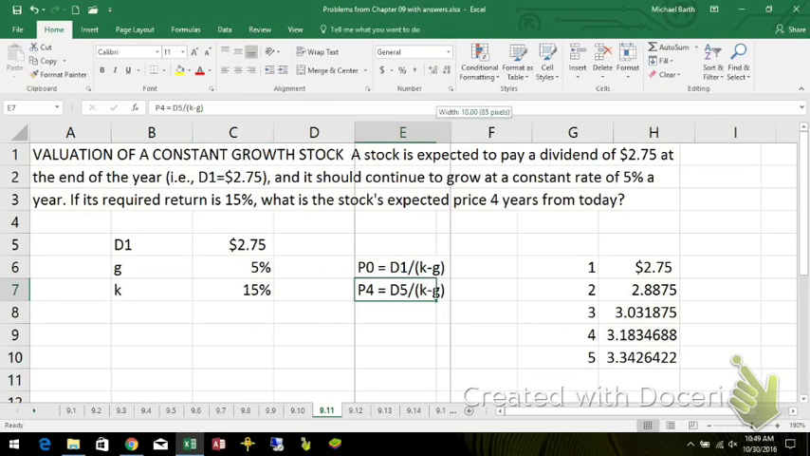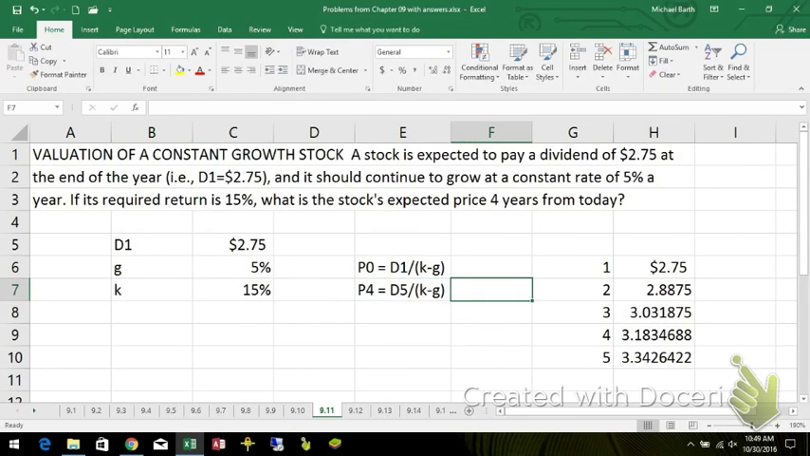4 years from now would be the dividend at the end of year 5 divided by the total rate of return minus the growth portion. All right, that gives me a price in the future of $33.43.